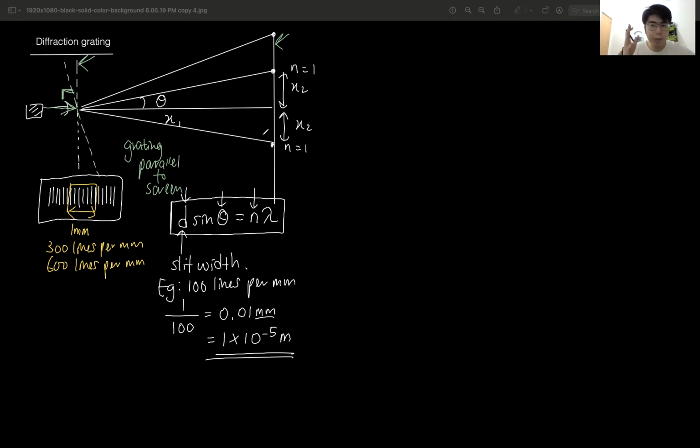Okay, so if the question asks what are the precautions to take note of when you do this experiment, then you talk about this one. The incident light has to be perpendicular, and the grating has to be parallel with the screen.